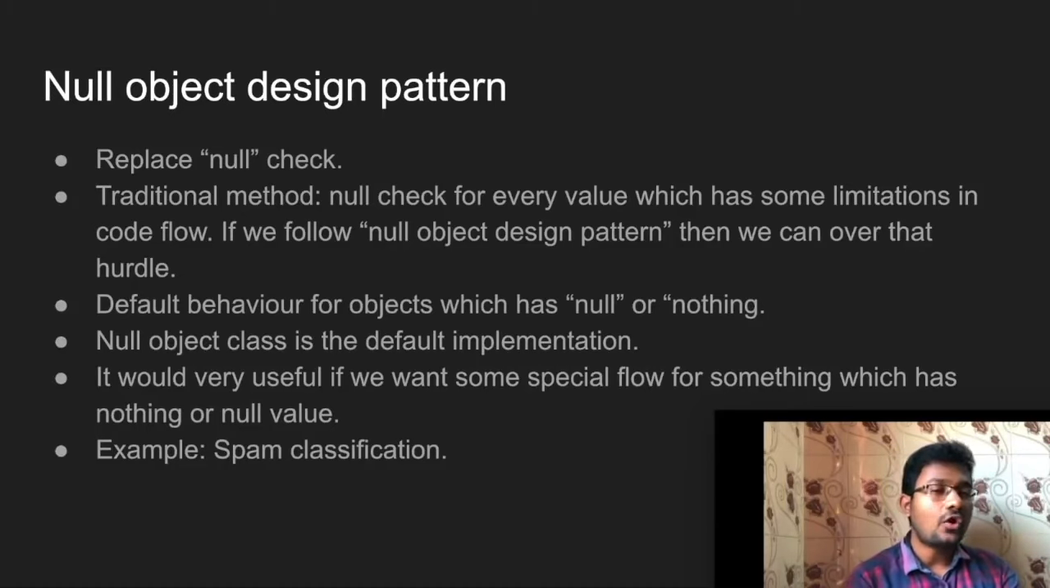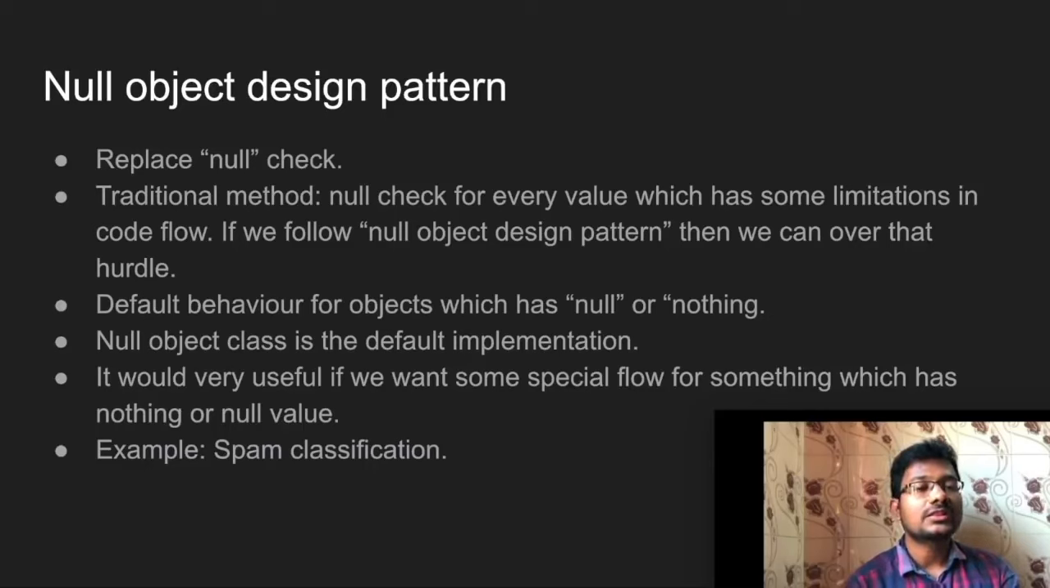So what is the null object design pattern? Traditionally, if you are a programmer, you would use a null check for everything. For example, if you are writing a program for adding two numbers, A plus B, you would first check whether A is not equal to null and B is not equal to null. Here we are checking whether both values are not null, and only then will we proceed to add these two numbers.